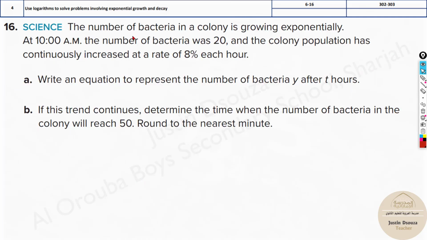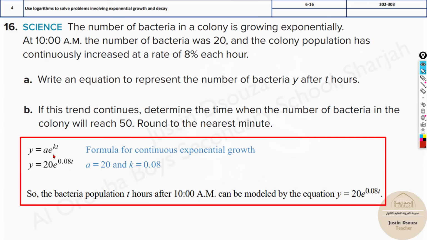And over here again, it's a similar thing. It's just that they have told at 10 a.m. the number of bacteria is 20 and the colony population has continuously increased at the rate 8%. We need to write an equation. Y is equal to ae to the power kt, the same formula, and then substitute what is known. We know initial population A is 20, k value is 0.08 or 8%. This is the equation. We don't know time, it changes, and we will get any new population based on the time from 10 a.m. onwards.